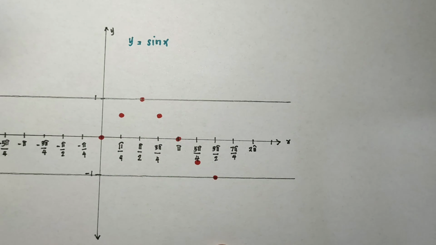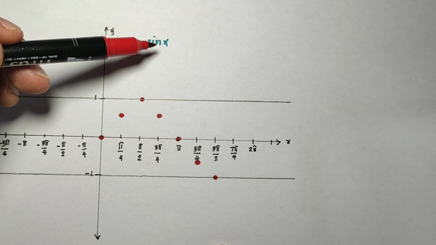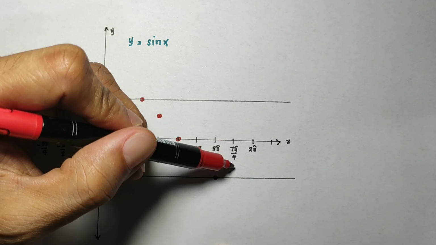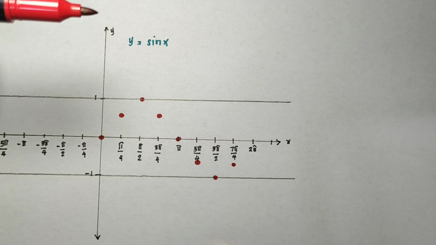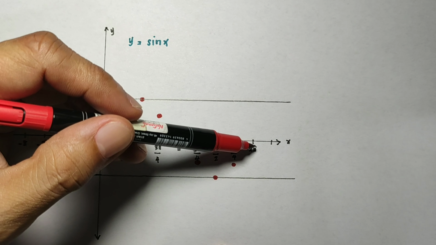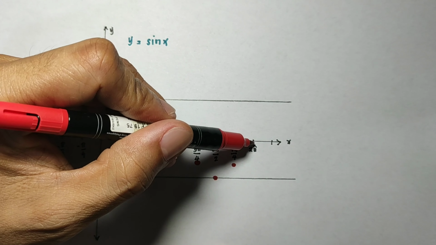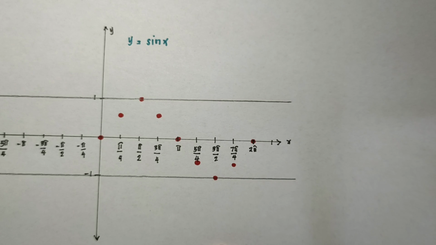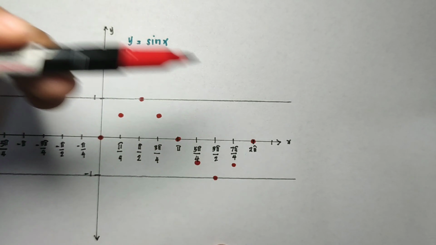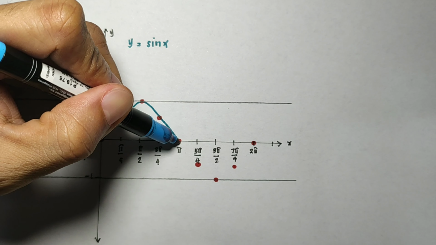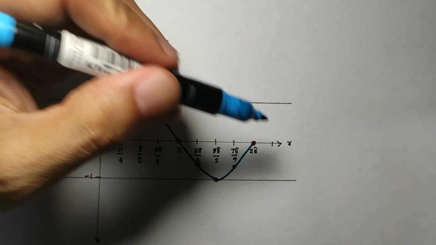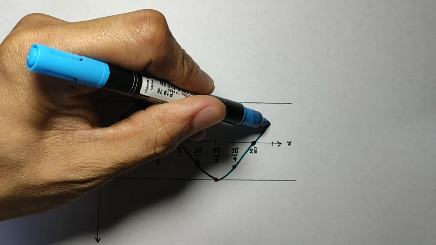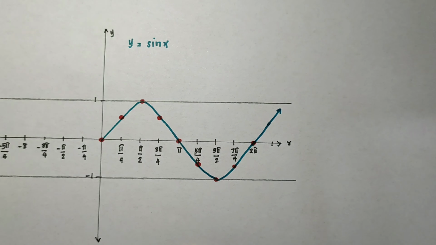When x is 7 pi over 4, y equals sine 7 pi over 4, and that is negative square root of 2 over 2. So in this part, that's negative. And next, when x is 2 pi, y equals sine of 2 pi, which is 0. Connecting the points using a smooth curve, this will be the graph of y equals sine x with a period of 2 pi. We can also continue the graph until in this part, and so on.